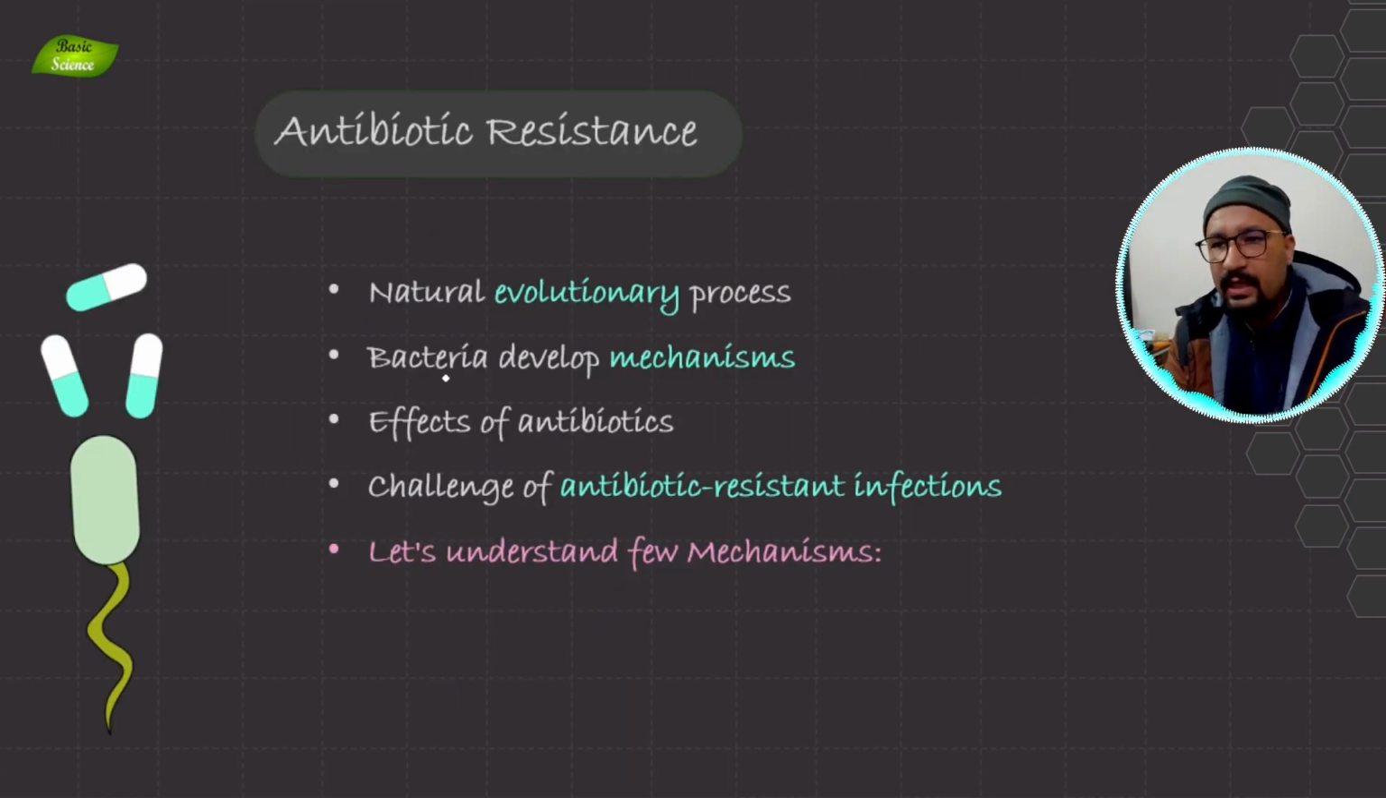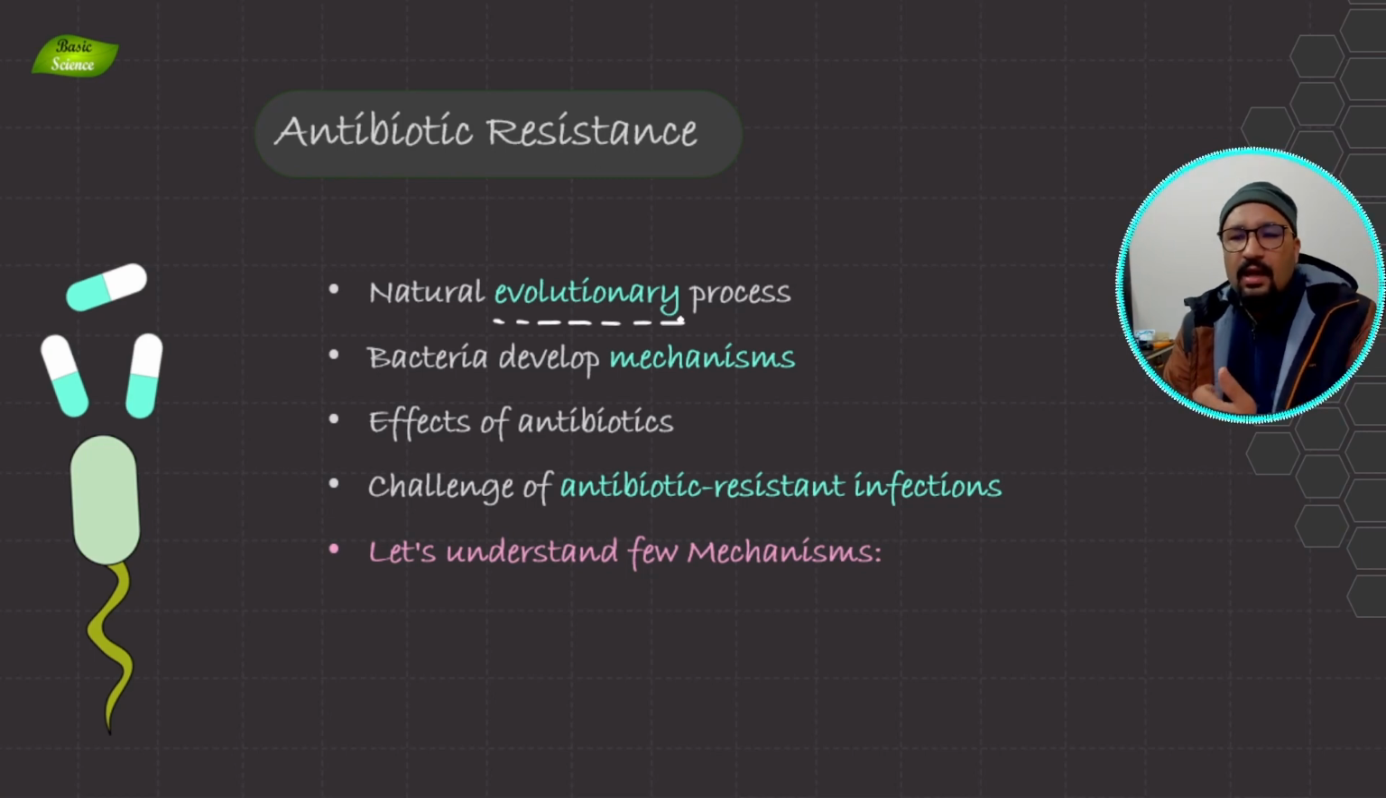A few of them we have already covered. First, it's a natural evolutionary process. Now, understand this. When you're targeting one organism that wants to survive, it will develop or evolve various mechanisms naturally, right, to basically block the action of that toxic agent. Because of that, it's a natural evolutionary process.